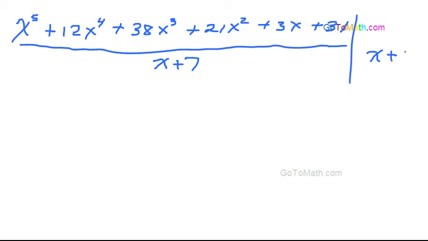x plus 7. So we need to get this into the x minus r form, so that's going to be x minus a minus 7. So that's going to be our r right there.